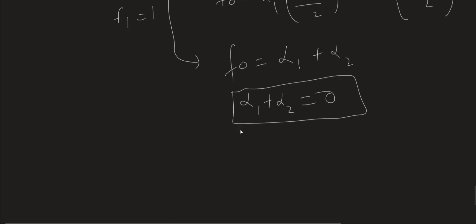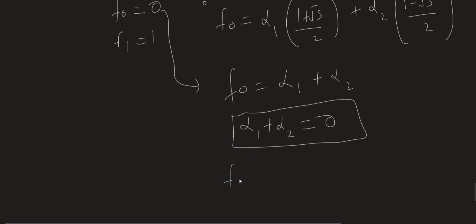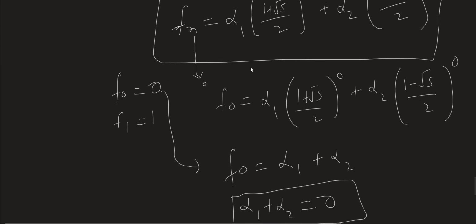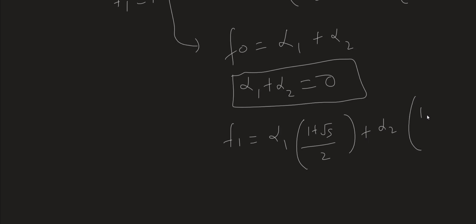Then let's apply the same thing for f1. So f1 will be equal to, in the general equation, alpha 1 times (1 plus root 5 by 2) raised power 1 plus alpha 2 times (1 minus root 5 by 2). Now, if we focus on the first relation, what we'll obtain here is alpha 1 is equal to minus alpha 2.